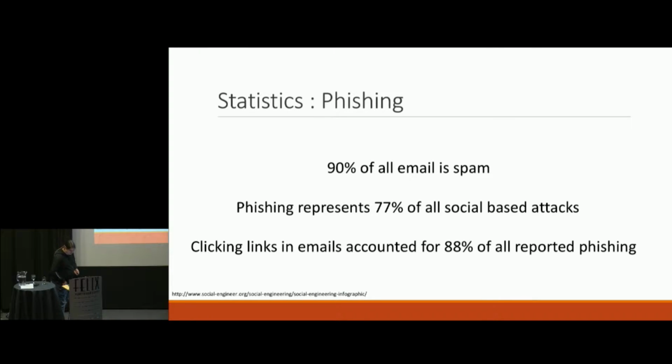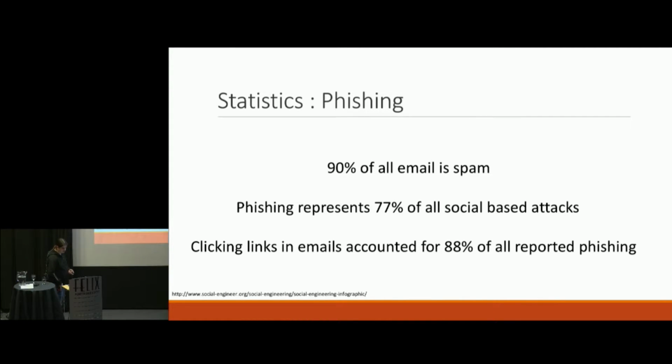These statistics are taken off of a website called socialengineering.org, and I think they're probably biased towards the US, but they're more to illustrate a point. So 90% of email is spam. Certainly that's what my inbox looks like. And phishing represents about 77% of all social-based attacks. So phishing is the biggest type of social engineering scam that's out there, and it's one that affects most people.